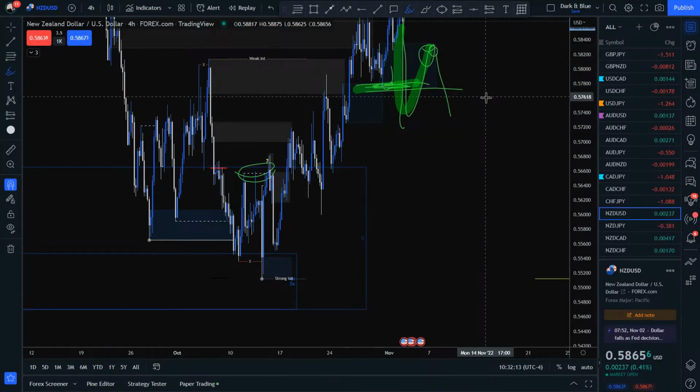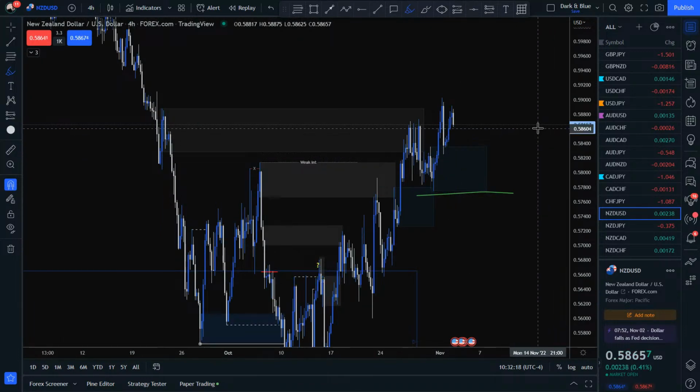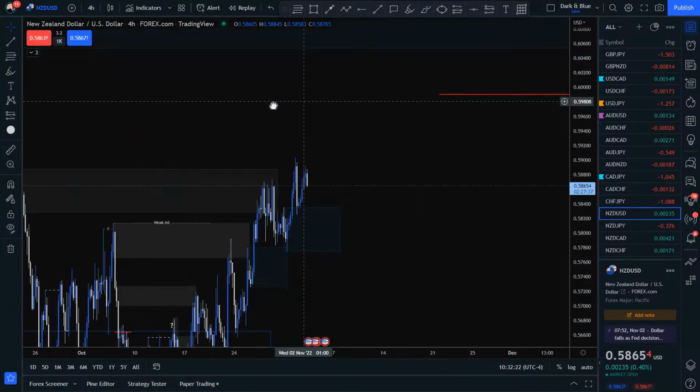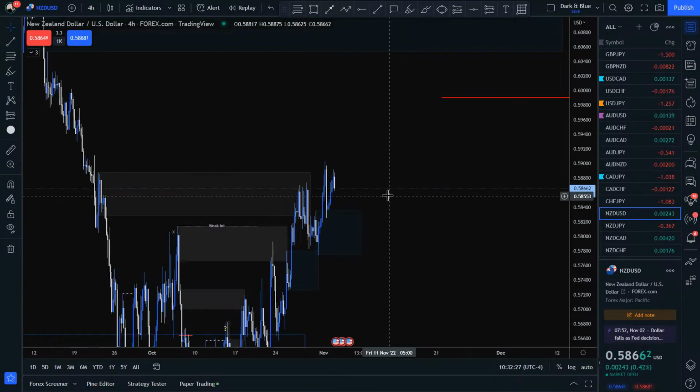Just bear in mind this pullback might not be over because we're still in discount, still in discount in the lower 50%. Okay, that's about it. That's all I've got time for.